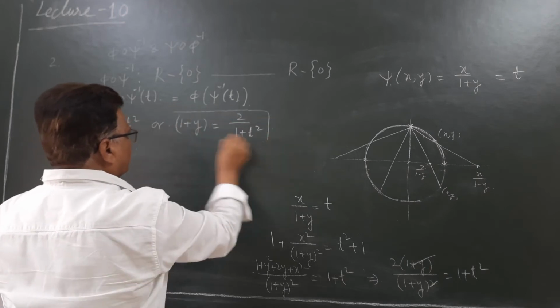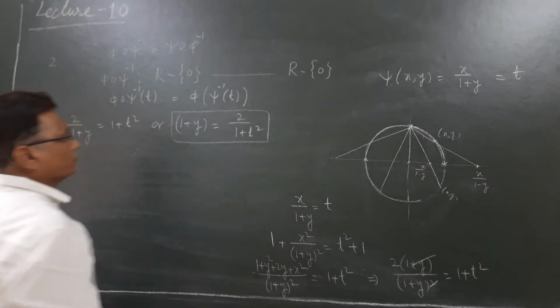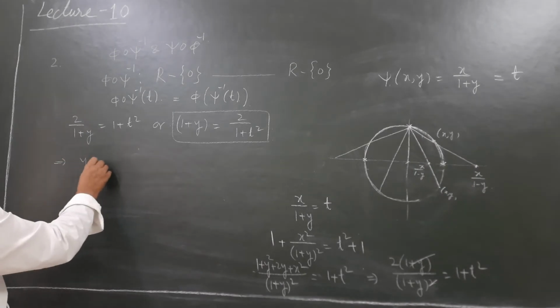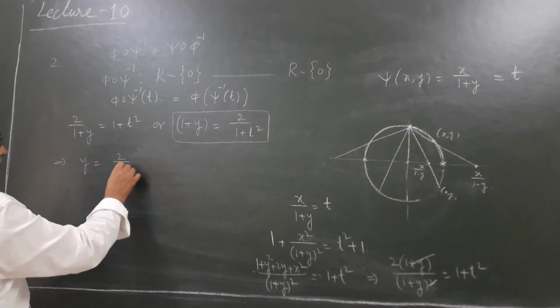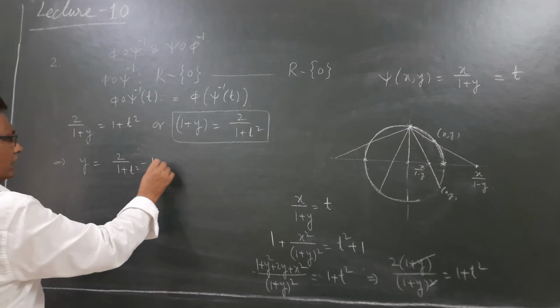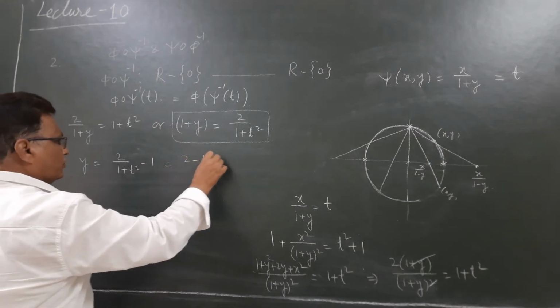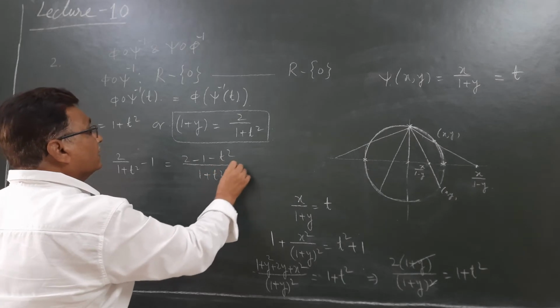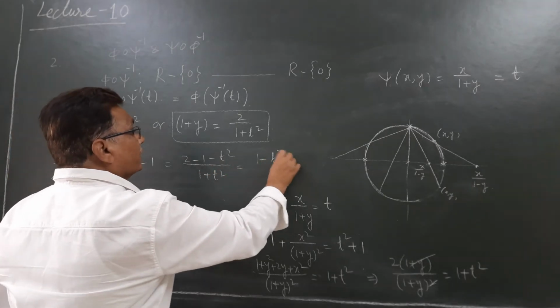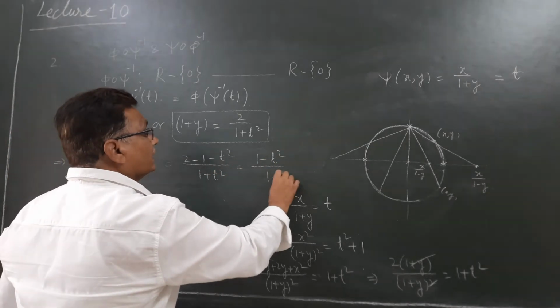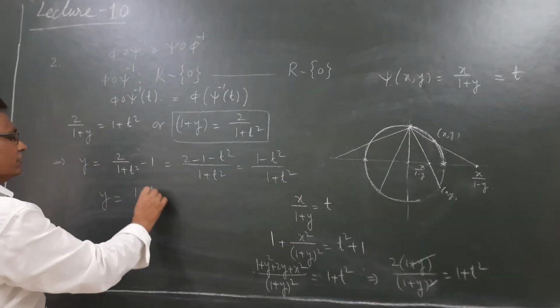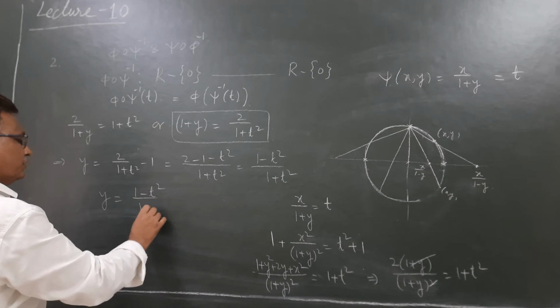This is an important relation. And from here you can also find y. Y will be equal to 2 upon 1 plus t square minus 1. That is 2 minus 1 minus t square upon 1 plus t square. That is 1 minus t square upon 1 plus t square. So y equal to 1 minus t square upon 1 plus t square.